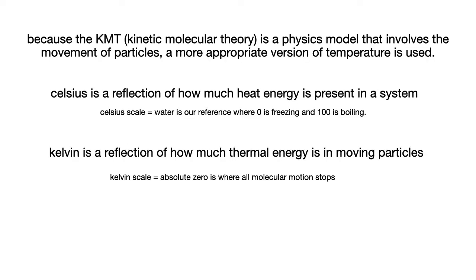Because the kinetic molecular theory is a physics model that is used to explain the movement of particles, a more appropriate version of temperature is used. In a nutshell, Celsius is a reflection of how much energy is present in a system, and so the Celsius scale is based on water, which is our reference, where water freezes at 0 and 100 is boiling. Kelvin is a reflection of how much thermal energy is present in moving particles, and there's a difference here.